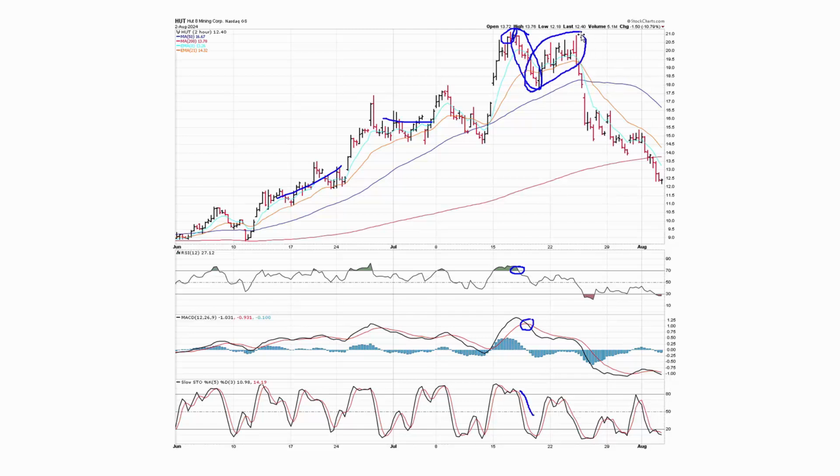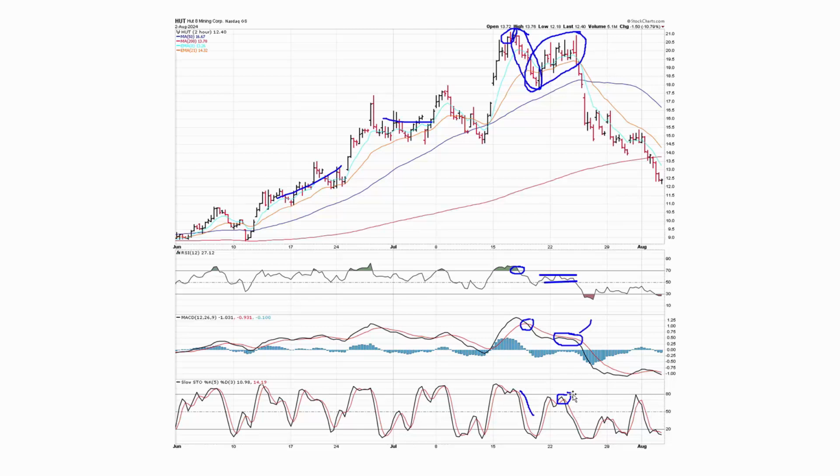Then we have a legit rally attempt where the stock nearly made it back to its high. But during that time, the RSI simply flagged. It could not get back up into overbought territory. The MACD never crossed back up. We got a little double top with the stochastic, and that crossed it down.